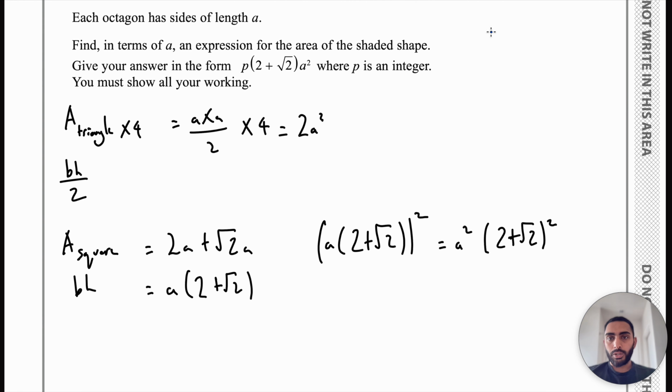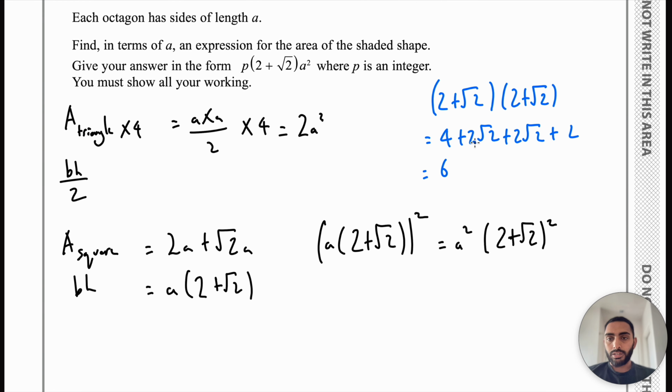I'm just going to do this separately. So I've got 2 plus root 2, and it's being multiplied by itself. So I'm multiplying by 2 plus root 2. 2 times 2 is 4. 2 times root 2 is 2 root 2. Root 2 times 2, again, 2 root 2. And root 2 times root 2 is 2. 4 add 2 is 6. And 2 root 2 plus 2 root 2 is 4 root 2. I've expanded this bit out, so I'll rewrite it below. A squared, and this is being multiplied by 6 plus 4 root 2.